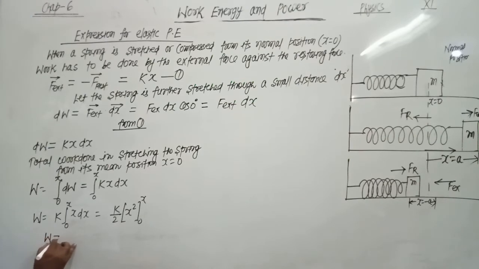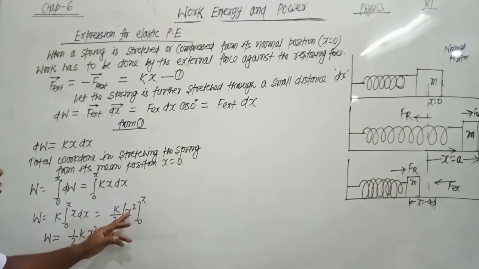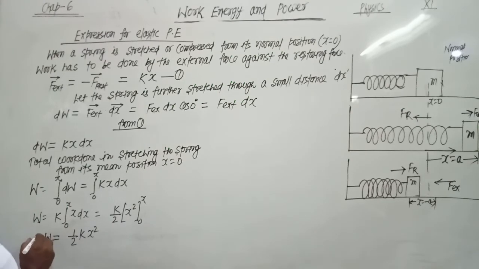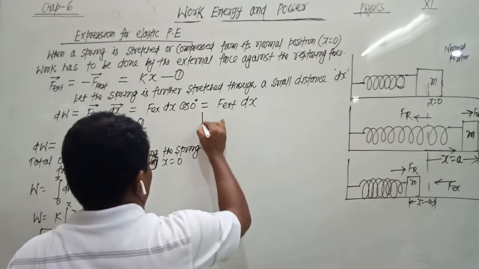So the result we get is W equals 1 by 2 kx square. Once we put the upper limit, then put the minus sign and then the lower limit. So the work done we get is 1 by 2 kx square, and this work done is stored in the body. This work done is stored as the potential energy of the stretched spring.